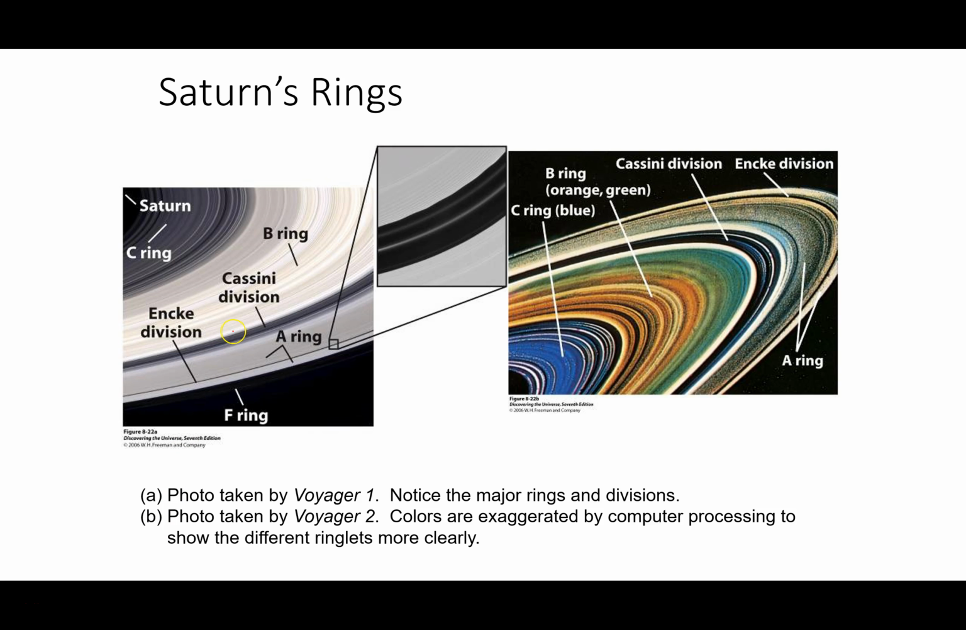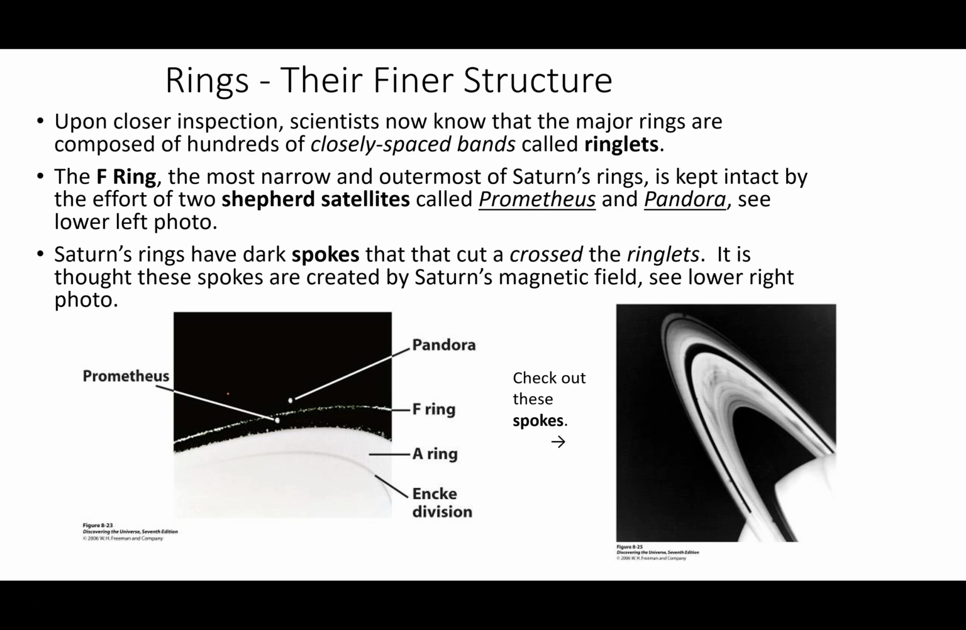But there are these major divisions, the Cassini division and the Encke gap. I do have a question about the F ring. I think this is so cool. The F ring is held in place by a pair of moons, Pandora and Prometheus, that keep that material in line. I just think that is so amazing. They call them shepherd satellites.